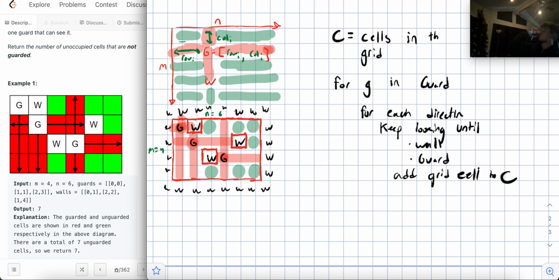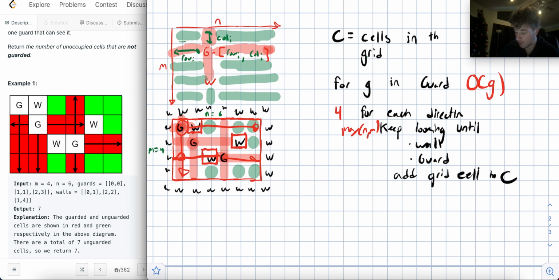Now, this would work, right? So we have to look at all guards, right? So this would be O of G. I'm going to say G is the number of guards, right? And then we have to look at all 4 directions, okay? Now we have to keep looking. So we could look in either N or M locations, right? Because if I start here, I can keep looking all the way down, all the way right, or all the way up and all the way to the side. Or if I'm in the middle, I could look here or here or here or here.